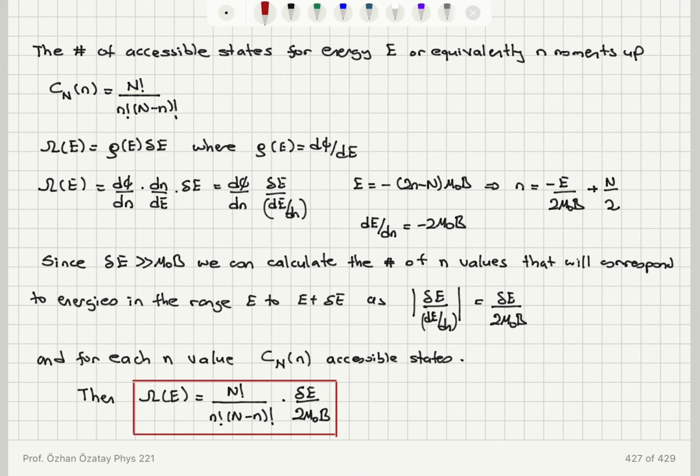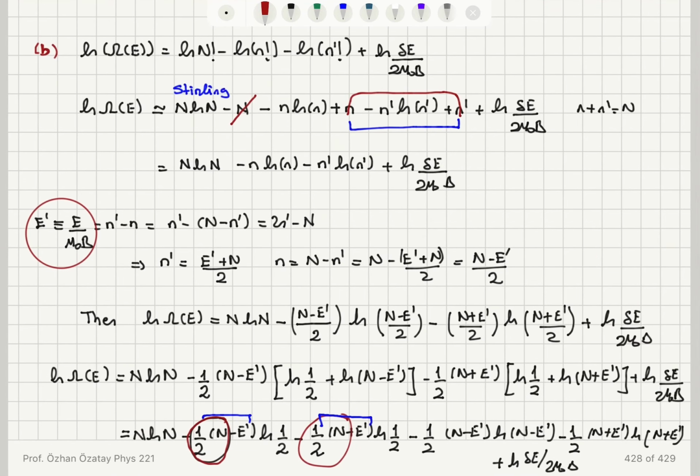So for each n value, we have these combinations of capital N objects taken n at a time, and we repeat this several times. This is our approximation. Delta E is chosen small enough that the variation in energy does not cause an appreciable change in n values. So then we take the natural logarithm of this expression.